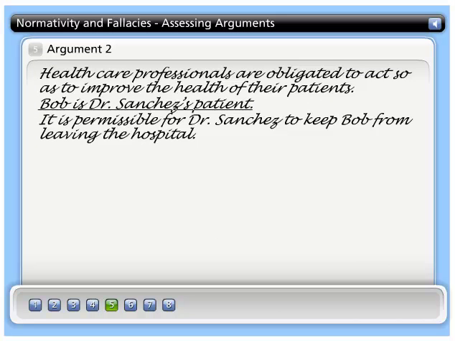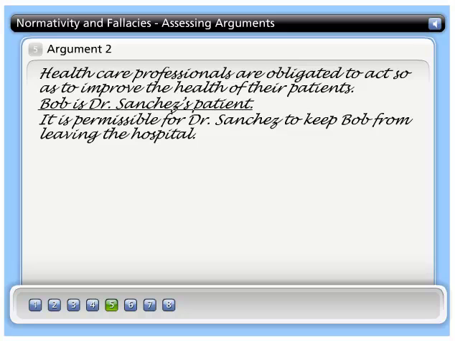Let's consider this argument. Healthcare professionals are obligated to act so as to improve the health of their patients. Normative. Bob is Dr. Sanchez's patient. Non-normative. Therefore, it is permissible for Dr. Sanchez to keep Bob from leaving the hospital. That's normative. Now, is this a good argument? It is a little bit different from the previous one. For instance, the font is different, but it turns out that the font type and size rarely affect the truth or normativity of arguments.